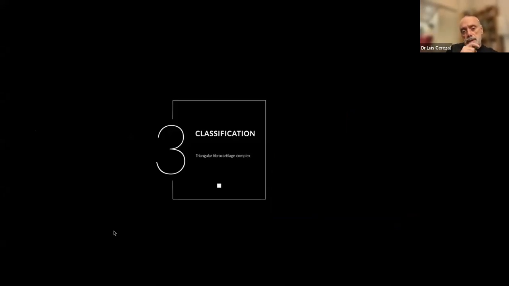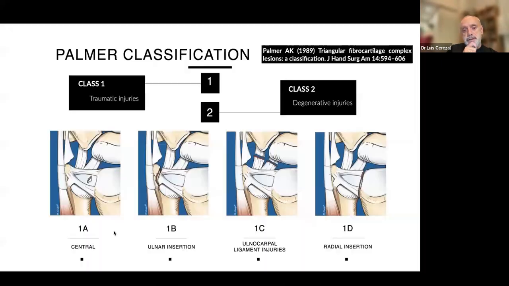We move to the classification of TFC. We commonly use the Palmer classification, a broadly accepted classification between radiologists and orthopedic and hand surgeons, and it's very easy and makes the difference in locations and treatments of the injuries. We have Palmer class 1, traumatic injuries, and class 2, degenerative injuries. Palmer class 1 are also subdivided by location.